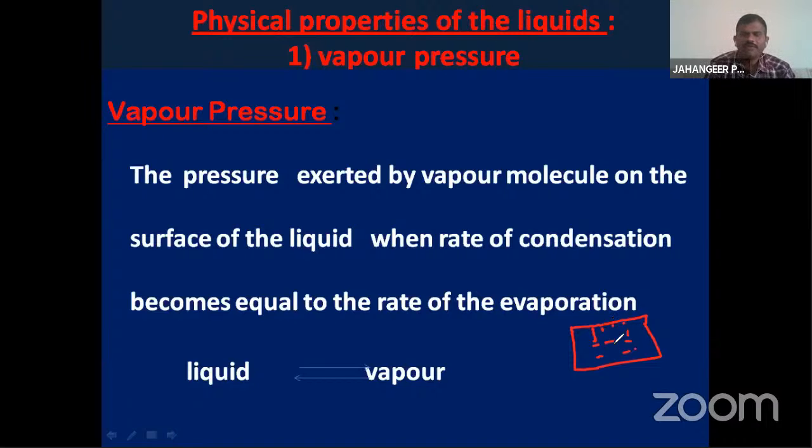The number of liquid molecules converting into vapor and the number of vapor molecules converting into liquid at a particular time become what? Equal. For example, if 10 liquid molecules are converting into vapor, the same 10 vapor molecules are converting into liquid. Rate of evaporation means liquid is converted into vapor. Rate of condensation means vapor molecules are converting again into liquid. So at one particular point, the evaporated molecules become equal to the condensed molecules.